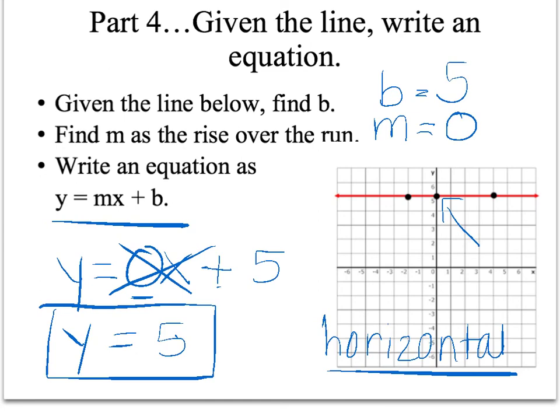I call them special lines, verticals and horizontals. This is a horizontal line at y equals 5. It crosses the y-axis at a value of 5.